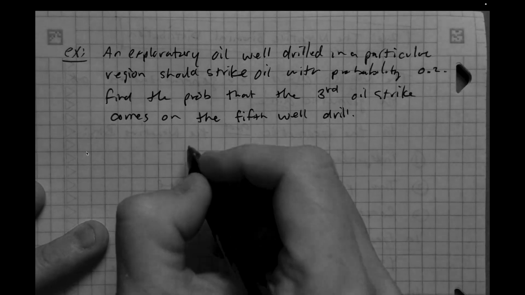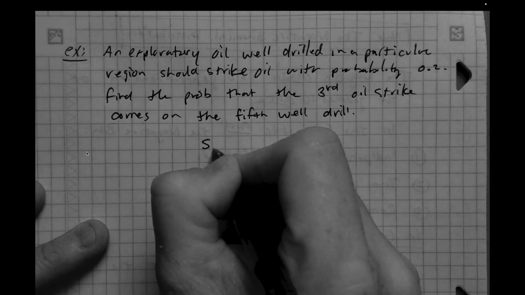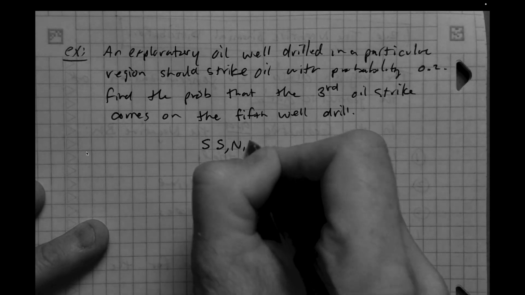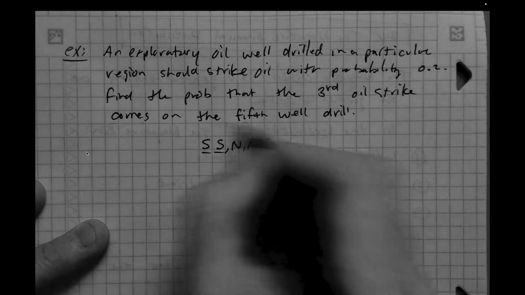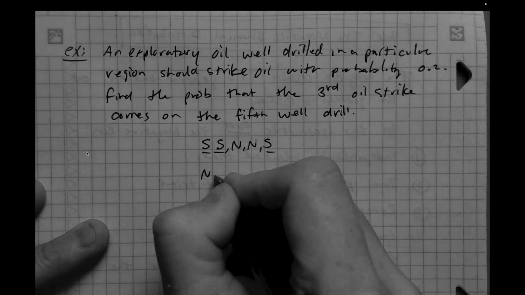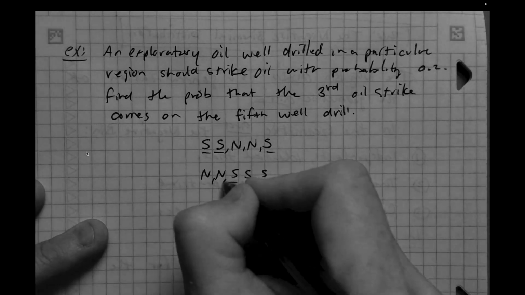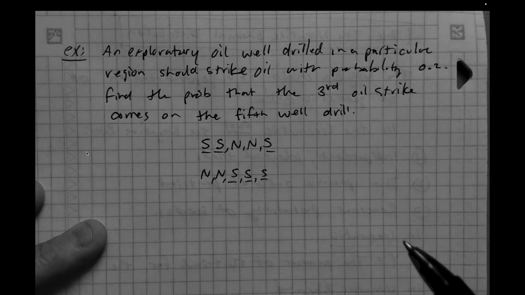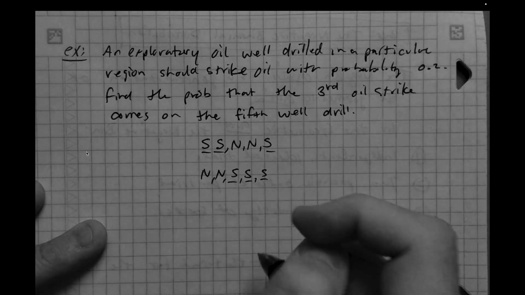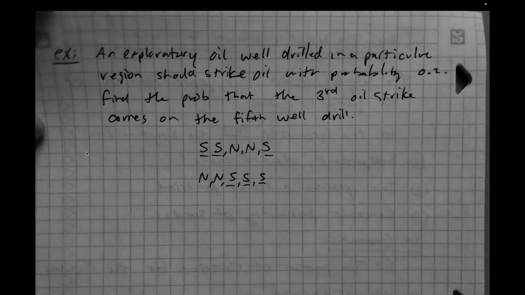What that means is you have situations like strike, strike, no strike, no strike, strike. So 1, 2, 3 out of 5. Or maybe you have no strike, and then 3 strikes in a row. These would be examples of successful observations. You can see there's going to be a range of potential outcomes that fit the bill.